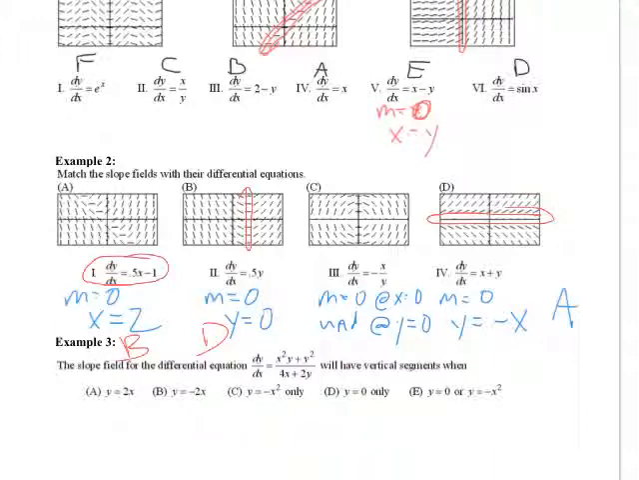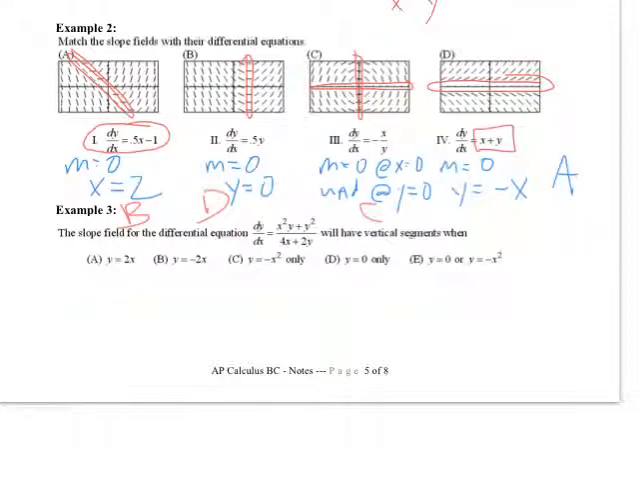The third one, there's 0 slope at x equals 0 and an undefined slope at y equals 0, and that's going to occur on graph C, so I matched this one with C. And finally the last one, this x plus y, tells me I have a 0 slope when y equals negative x. So along the line y equals negative x, I see 0 slopes there.